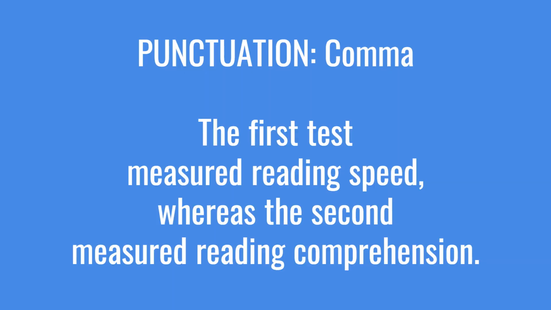In this case, the writer is pointing out that the study used two different types of tests to compare two different types of reading skills. One that focuses on how fast someone reads, and another one that focuses on how well they understand what they read. In terms of punctuation, here we're going to include a comma before whereas and keep both ideas in the same sentence. All right, so now we're going to move on to our final word, which is since.